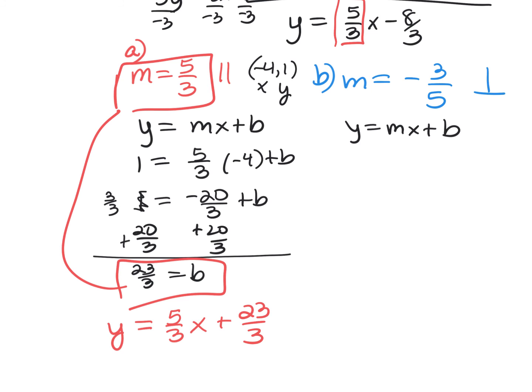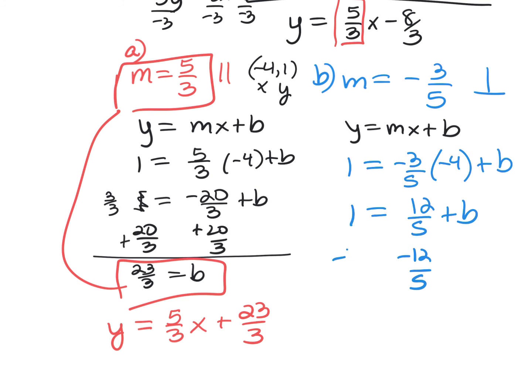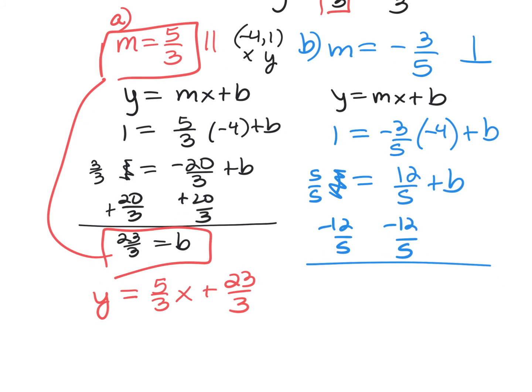So I found it to be -3/5. So again, same ordered pair, 1 equals -3/5 times -4 plus b. I'm solving for the b first. 12/5 plus b. I need to move the 12/5 to the other side. I'm going to change the whole number 1 and make it 5/5 so I can subtract that fraction. And then this gives me -7/5 is my y-intercept.